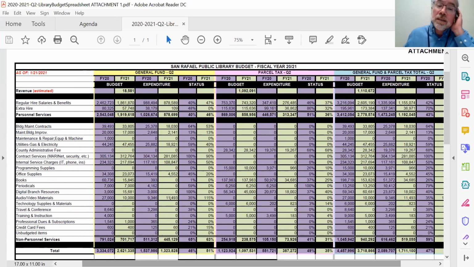Yeah, in previous years we would never have 1% of books expended in the general fund. That's kind of an artifact of the fact that we were not spending any general fund money beyond regular hire staffing, and we were spending everything in Measure D. We would typically have spent much more in travel and conference. We slashed that budget at the beginning of this budget year because we knew we weren't going to be traveling.